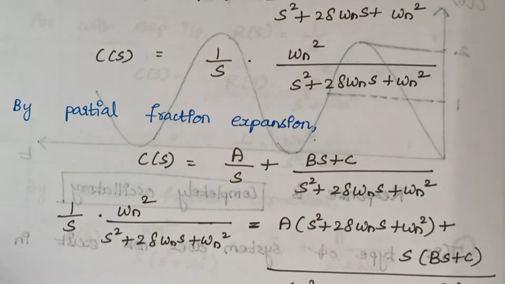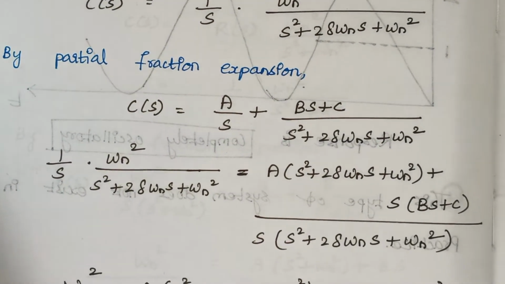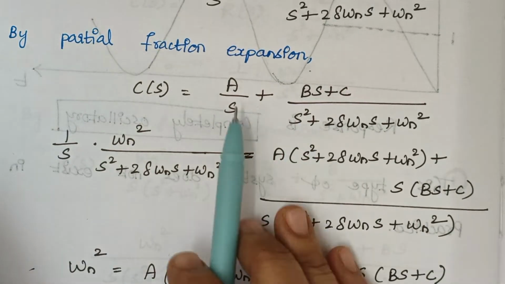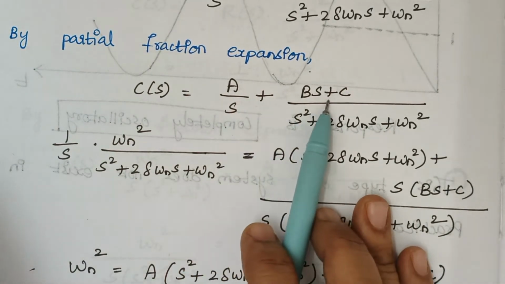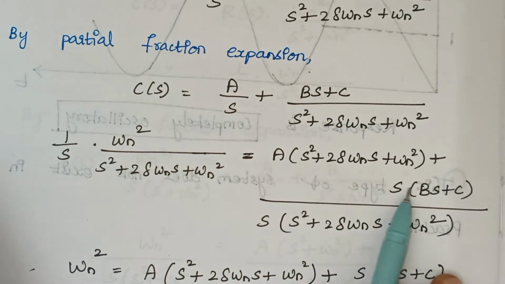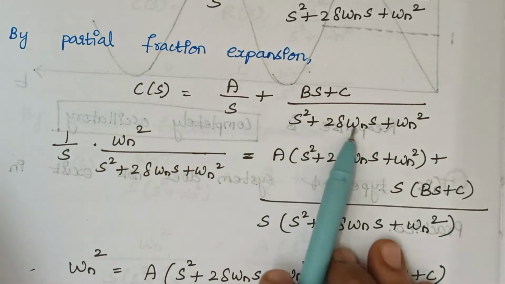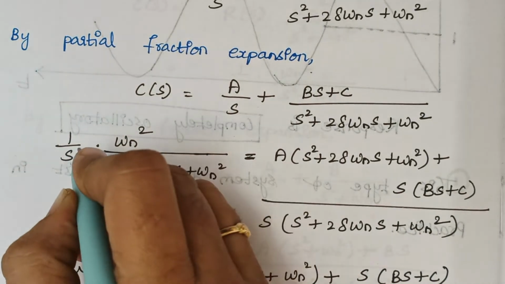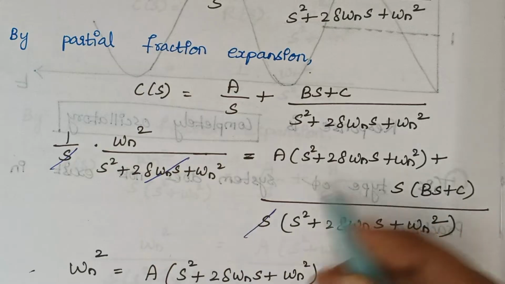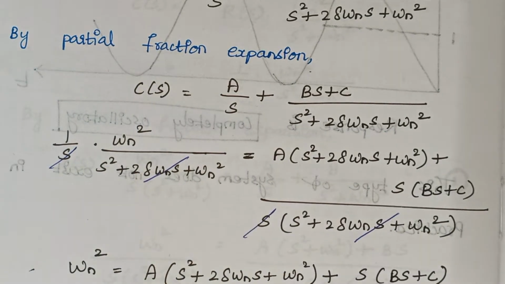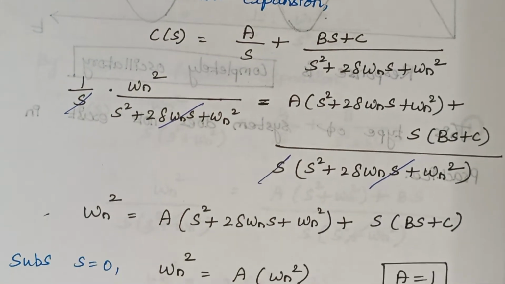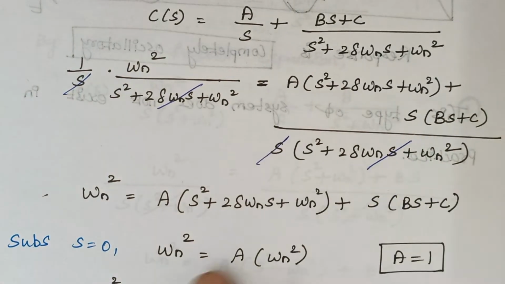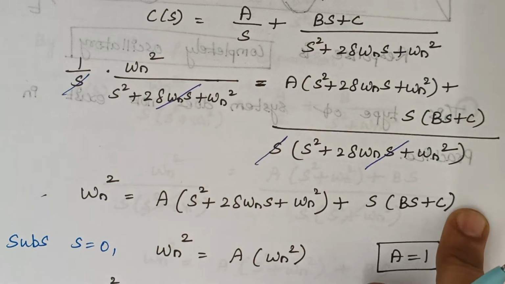The next step is we are going to take LCM. So when you take LCM here, we can just cross multiply. So A into this expression plus Bs plus C into this s, and denominator term, these two terms will combine. Right. So here in this case, both the denominator terms are same. So these terms will cancel each other. And finally, the remaining term will consist of omega n square is equal to this one, right? So this is the respective expression.